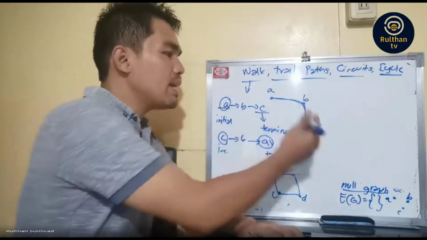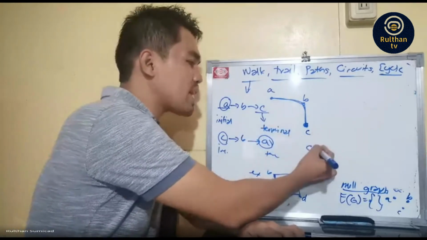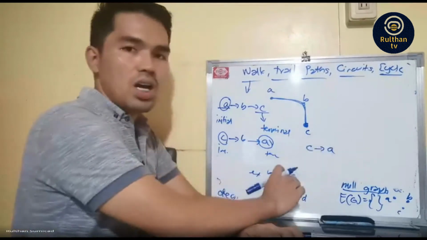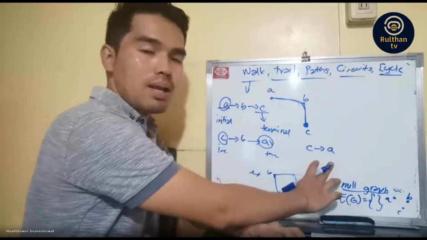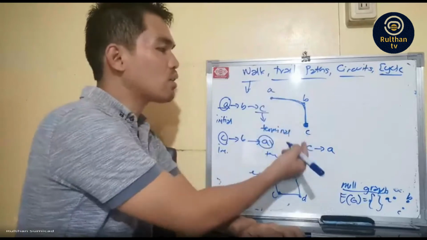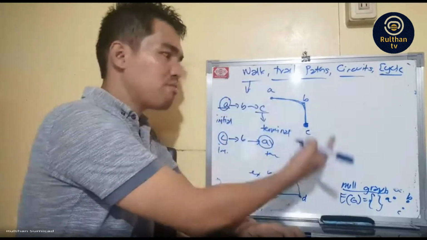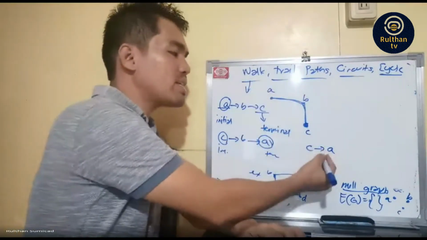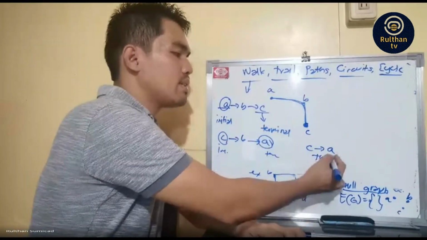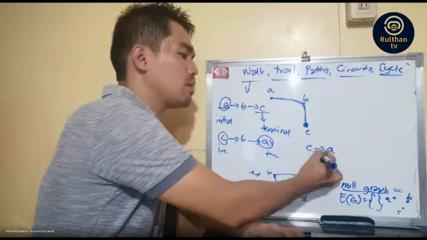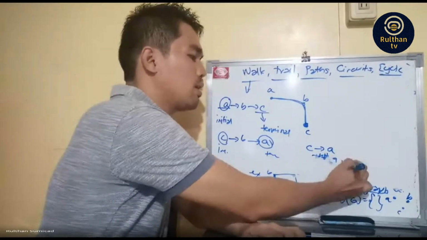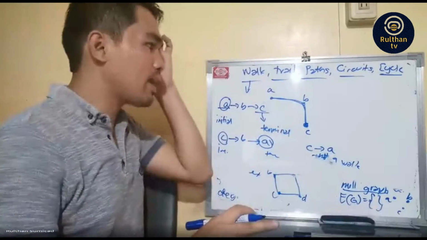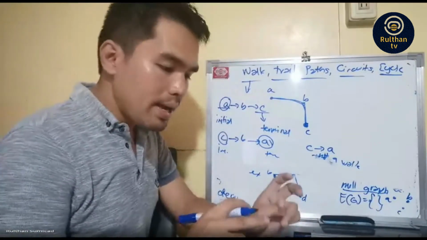But definitely, can I perform a walk from C to A? No, this is impossible because I don't have any route connecting C to A. If I perform a walk, I should have passed B going to A. That's why this is not a walk, because no edge connects A to C or C to A.